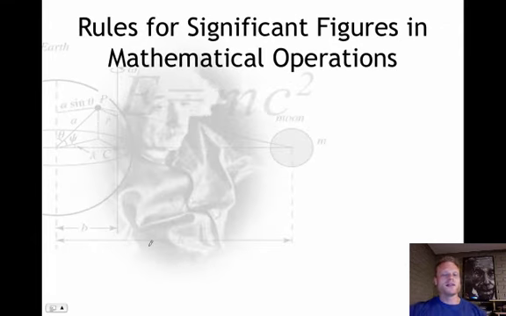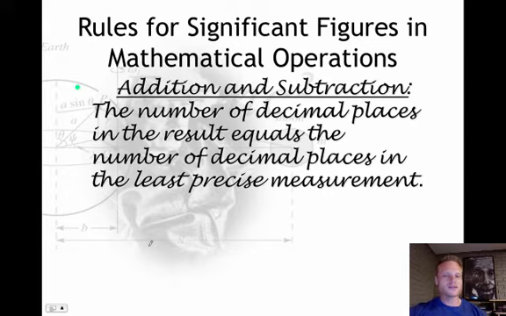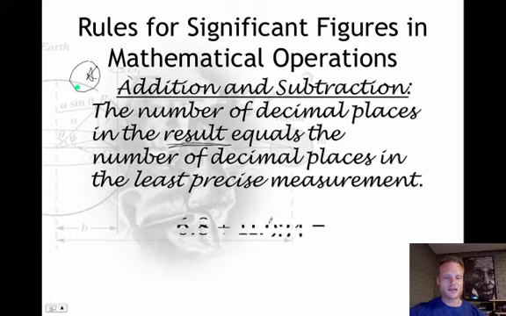All right. Let's talk about significant figures and mathematical operations. Basically, there are 2 different types of operations you need to worry about: adding and subtracting, and then multiplying and dividing. So these rules are for adding and subtracting. The number of decimal places in the result, or your answer, equals the number of decimal places in the least precise measurement. Okay, so what does that mean?